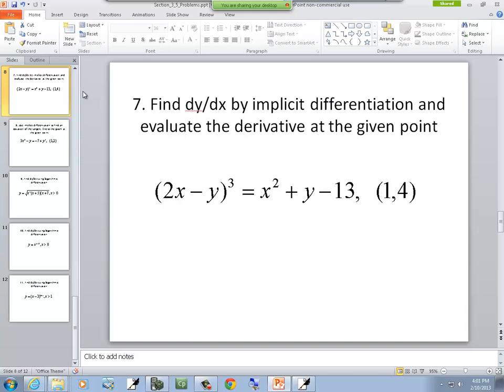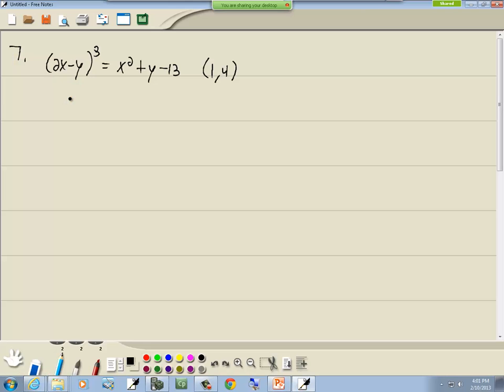Now remember our steps. This says evaluate the derivative at a given point. In past lessons, we referred to this as finding the slope of the tangent line at that point. That's the same as evaluating the derivative at that point. They give you the same result. Now, our first step was to find our derivative. Now, in this case, we want to use implicit differentiation.